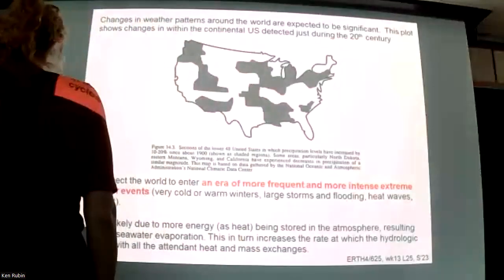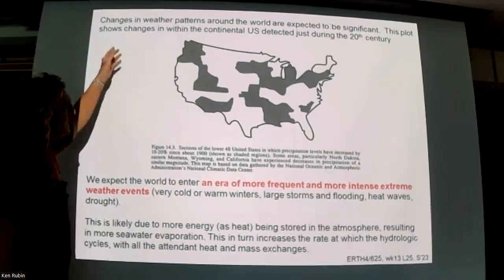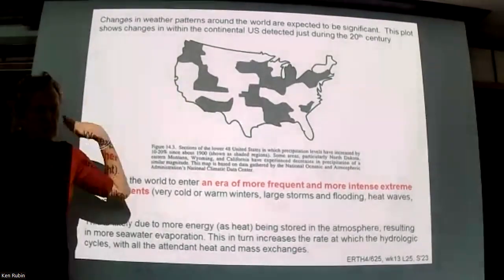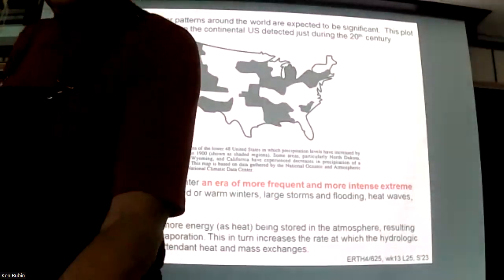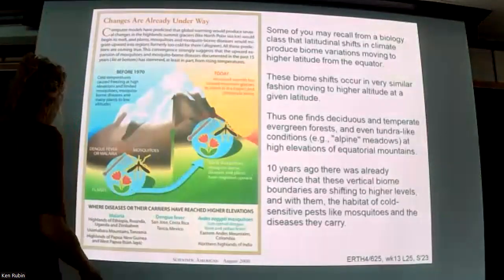This is a figure from the textbook showing you patterns in different attributes of continental weather over the United States that are probably related to climate change. Let's have a couple of other slides. This is a couple of other things to think about.